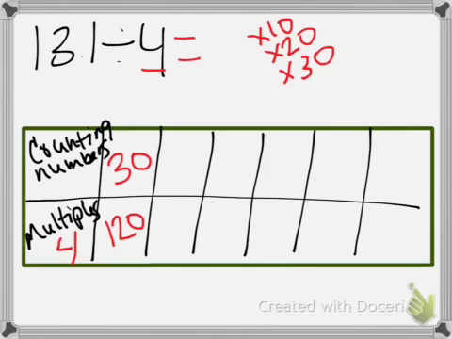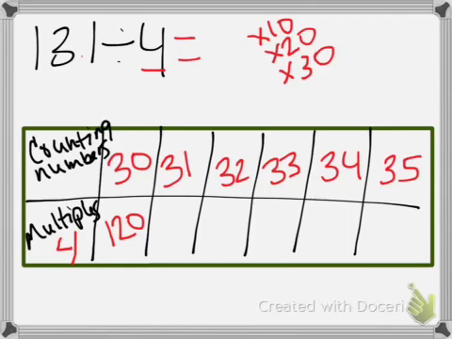Now counting numbers are 1, 2, and so on, and you keep continuing to count. Well, what would be the next number you would count after 30? It'd be 31, 32, and so on until you complete your table. Now, I could go off to the side to find my 31st multiple of 4. I could go off to the side and do 31 times 4. I could, but it's not necessary.